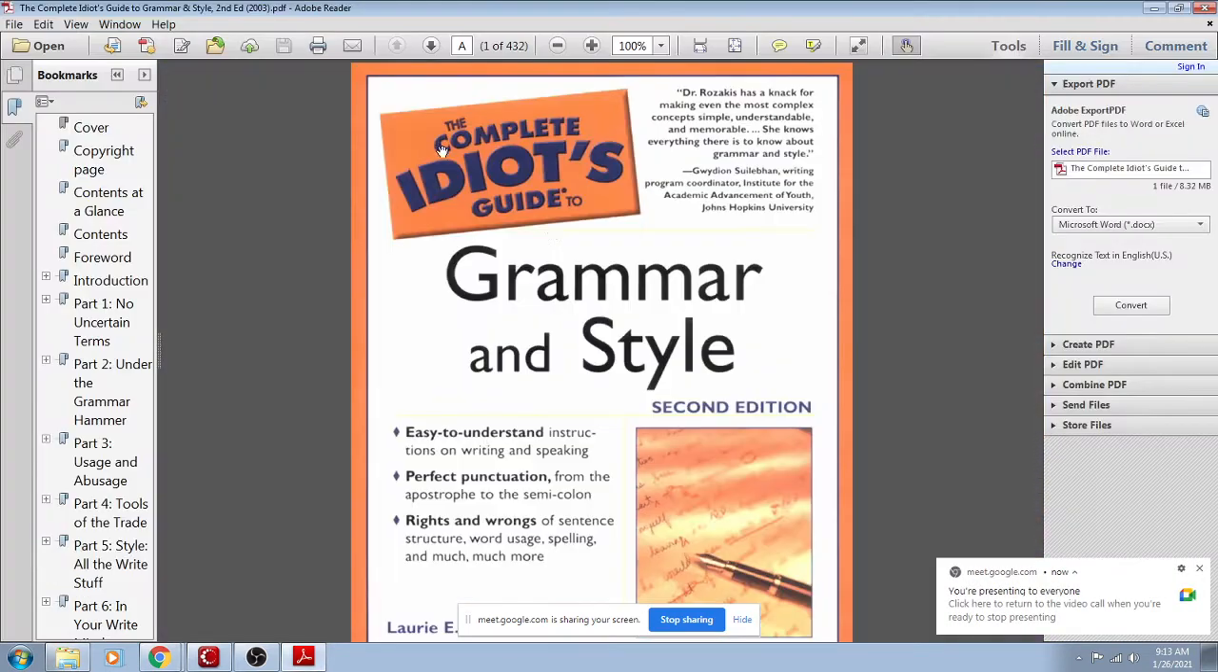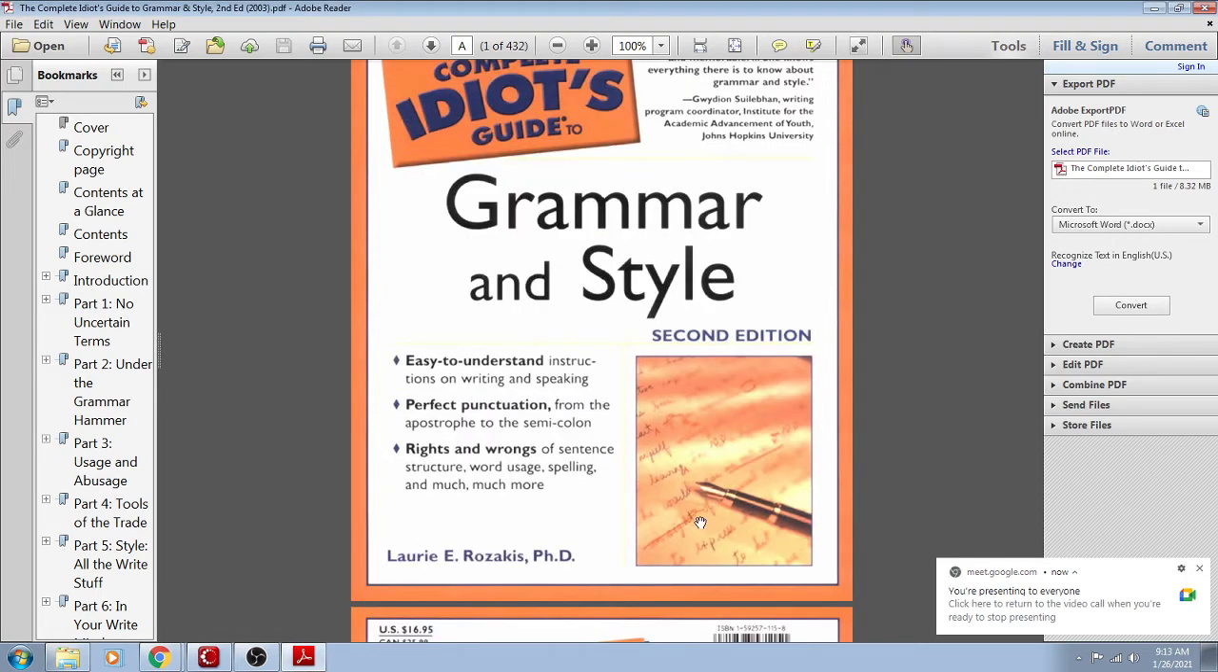Alright, The Complete Idiot's Guide to Grammar and Style. This is an excellent, entertaining and instructional book about grammar and style by Laurie Rozakis.